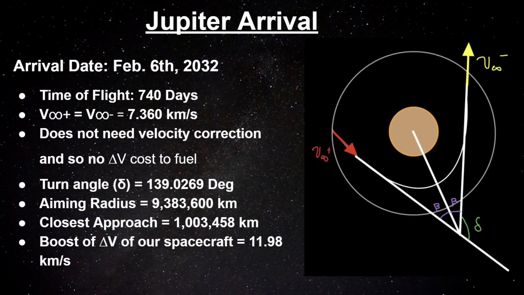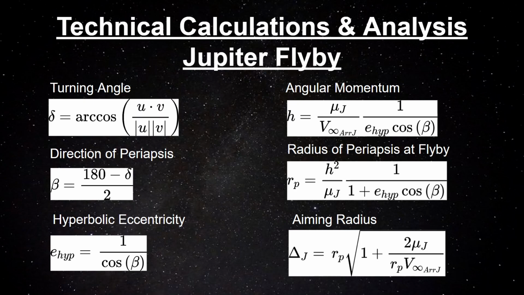Our turn angle is 139 degrees with an aiming radius of 9.3 million kilometers and a closest approach to periapsis of 1 million kilometers. From this flyby, we're getting a boost to our delta V of about 12 kilometers per second. And these are the calculations we use to calculate our flyby properties. Using our turn angle from our V in, V out vectors, we are able to cascade and get various flyby properties.